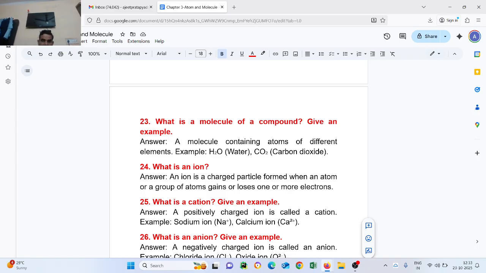Question number 25. What is a cation? Give an example. A positively charged ion is called a cation. Example: sodium ion, calcium ion.